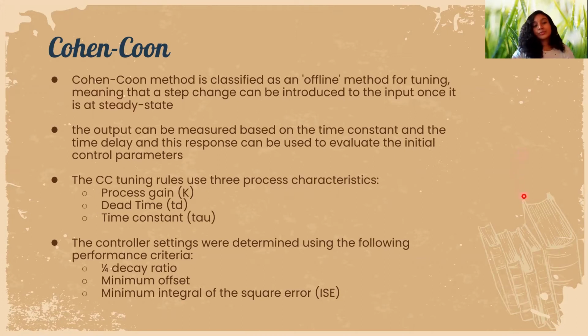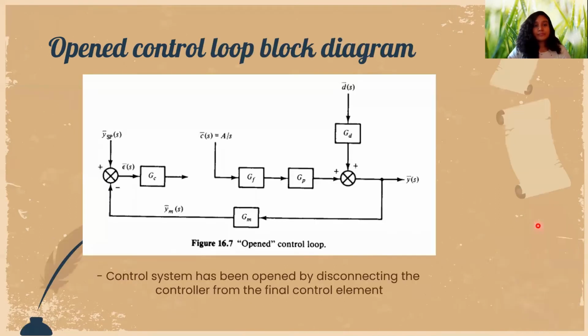The Cohen-Coon tuning has some rules where it uses three process characteristics, which are the process gain, K, dead time, and the time constant tau. The controller settings were determined using the following performance criteria, which is the 1/4 decay ratio, minimum offset, and minimum integral of the square error, which is ISE.